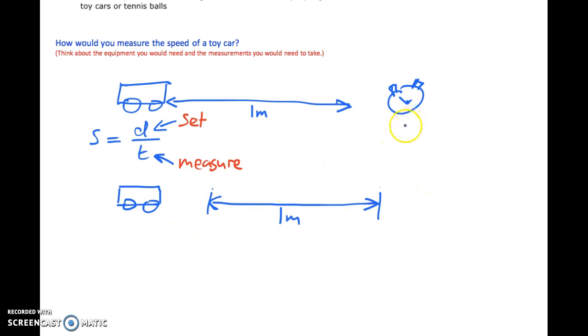Now there is a problem with using a stopwatch. Whenever somebody is using a stopwatch, we have a reaction time problem with the operator, because when you see this car pass a certain point, your reaction time is around about 0.2 of a second. And this is an error that you introduce into your measurement. Now, how do we avoid an error in taking our reading of time?